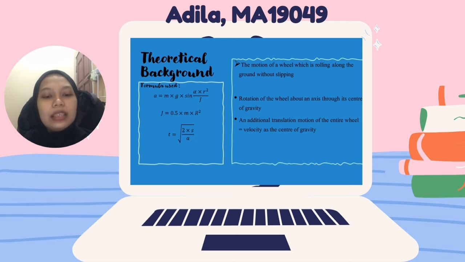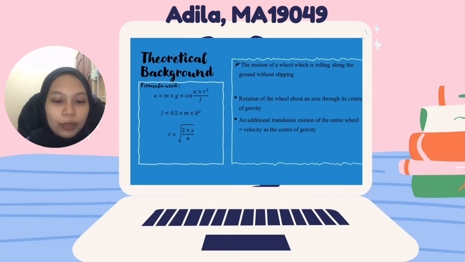Then I will discuss the formulas used in this lab. We mainly use three formulas. First one is the acceleration equation, where acceleration is equal to the product of the mass and acceleration due to gravity multiplied by the sine of the inclined angle and the square of the roll radius, divided by the mass moment of inertia.